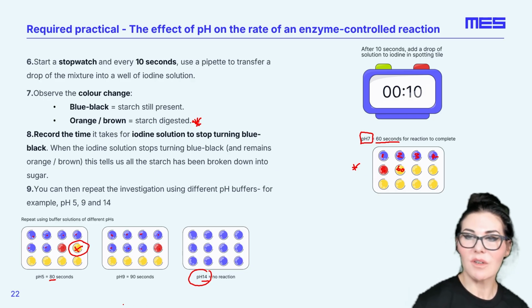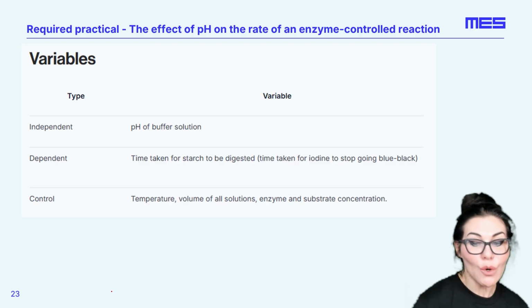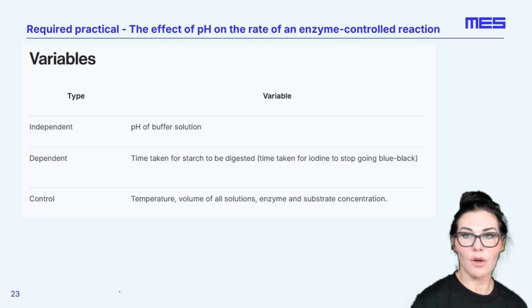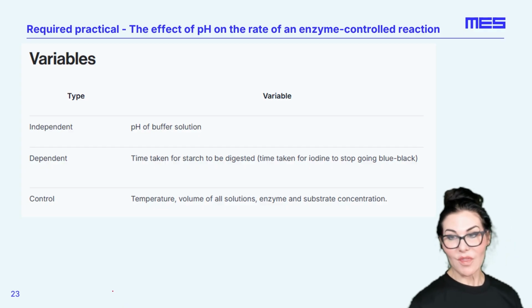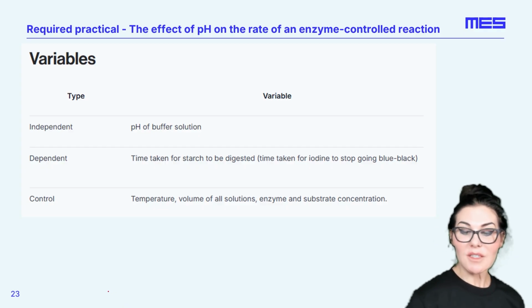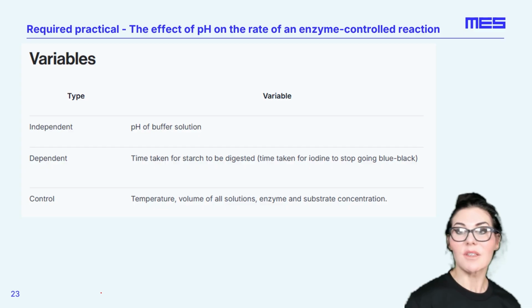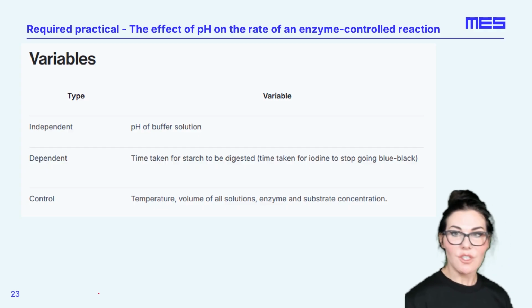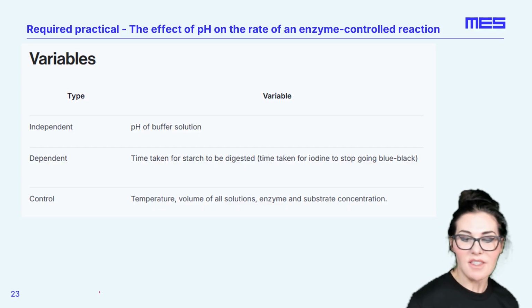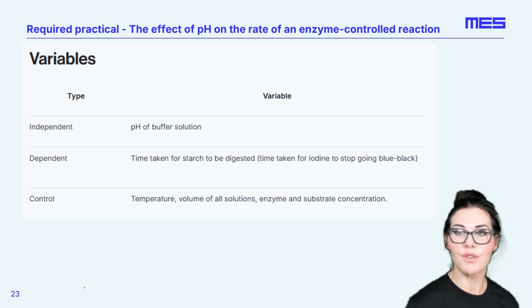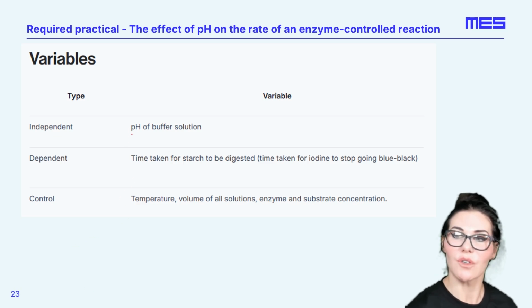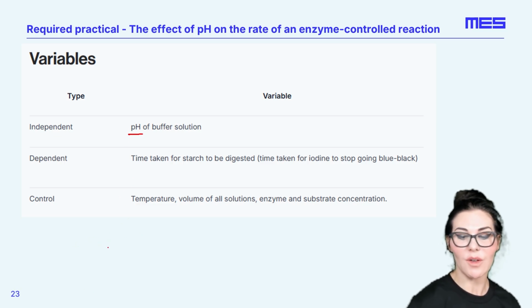So that is our typical method for how you would carry out this practical. But there are other things that you do have to look at and you could be asked about, i.e. what were the variables involved? What is the independent variable in this investigation? The independent variable in any experiment is the one that you change. It's the thing that you're investigating. Is this thing having an effect on your results? In our experiment we've just discussed, it was the pH. That was our independent variable.